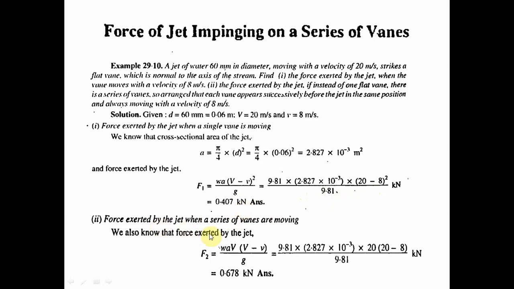Therefore, force exerted by the jet when a series of vanes are moving: we know that force exerted by the jet F2 is W into A into V into (V minus v) divided by g, that is 9.81 into 2.827 into 10 raised to minus 3 into 20 into (20 minus 8) divided by 9.81. So that is equal to 0.678 kilonewton.